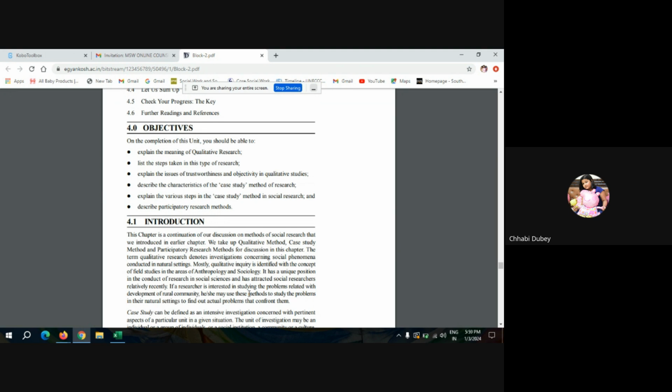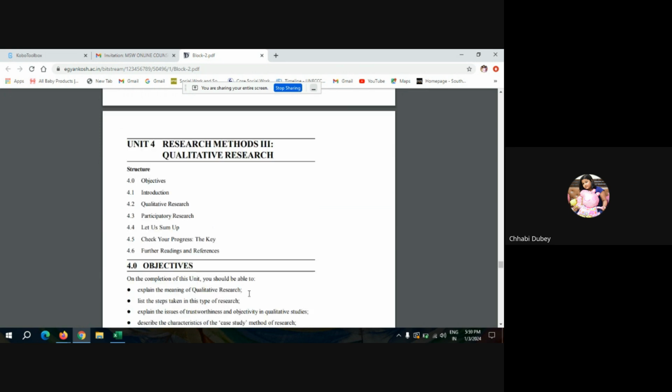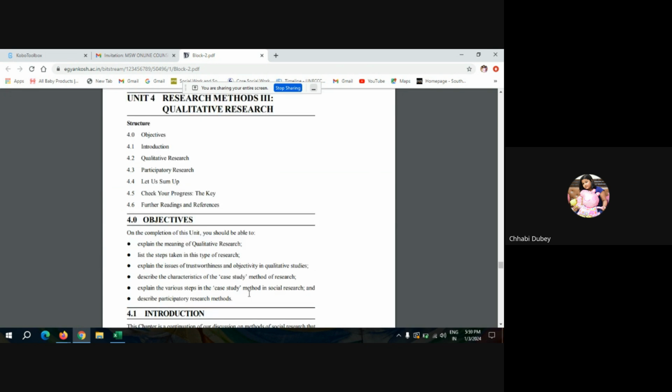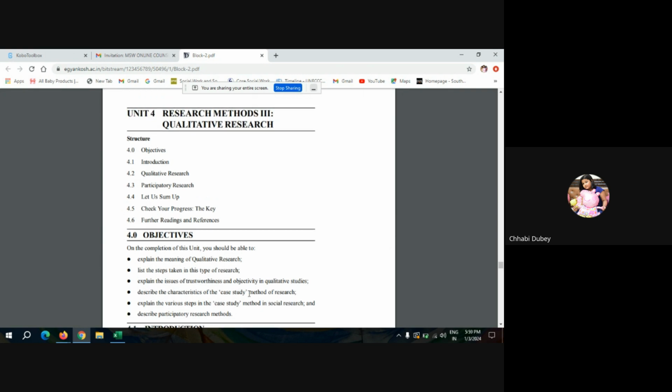Tomorrow we will be taking a little bit on the qualitative methods, where we will be studying the various methods used in qualitative studies, especially methods like participatory research, which we have already studied, and maybe even things like casework and case studies. So we will study the qualitative research studies tomorrow.